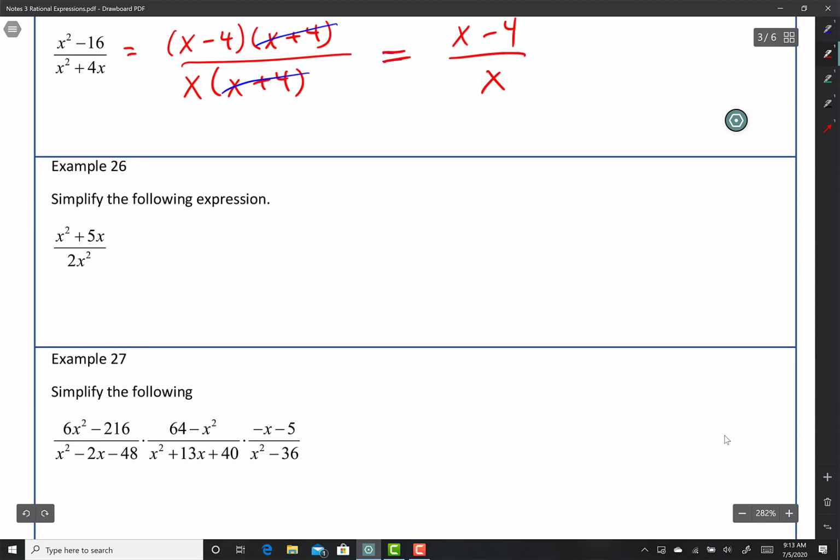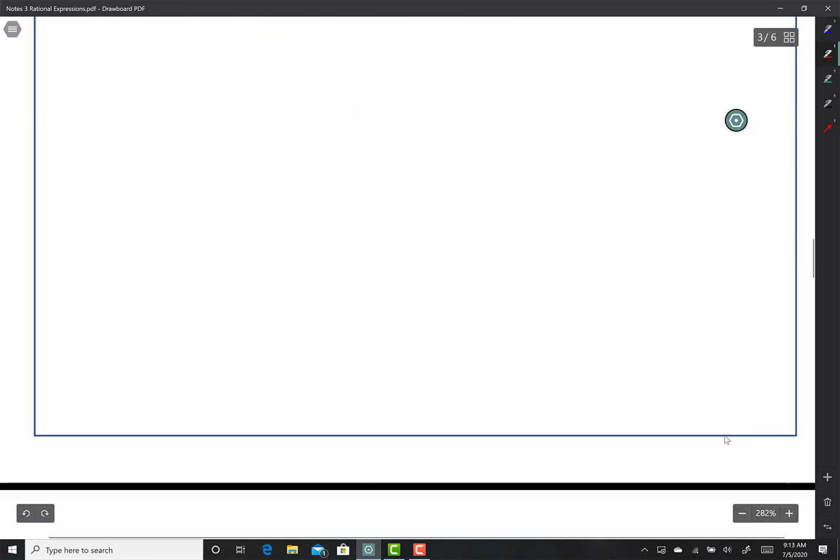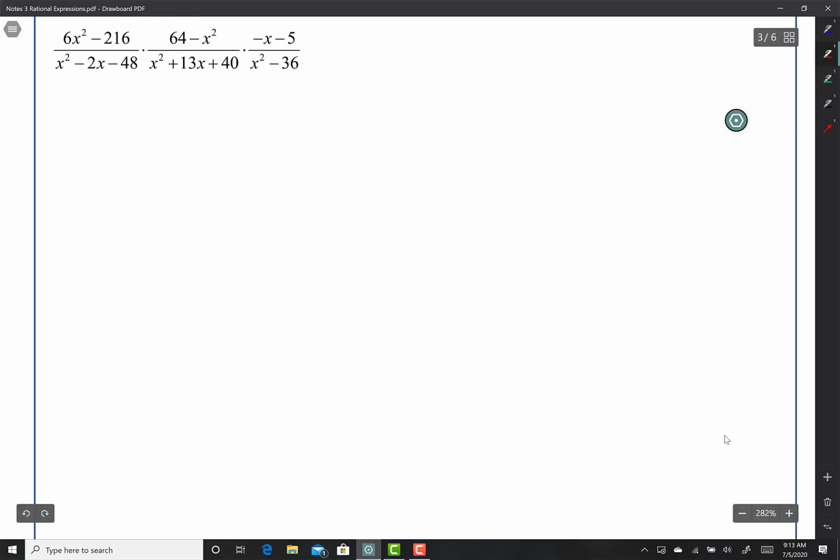Same thing here. Factor out an x in the numerator. So if I factor out an x, I'm going to have x plus 5, and I'm dividing by 2x squared. So because I have an x squared in the bottom, I can cancel one of these x's with one of those. So now what we have is x plus 5 over 2x. And that's it. All right, example 27. Oh, I put a lot of white space there. I don't think we're going to need all that white space, but we'll see.